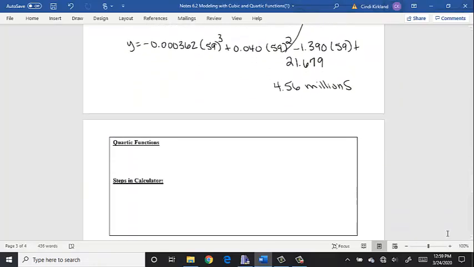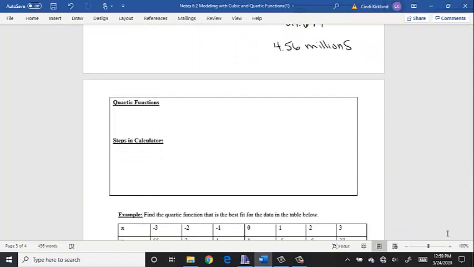The last thing that we're going to talk about in this lesson deals with quartic functions. So I'm going to write out the standard form for a quartic function. The difference between cubic and quartic is, of course, that the degree for a quartic function is 4. So y equals ax to the fourth plus bx cubed plus cx squared plus dx plus e.